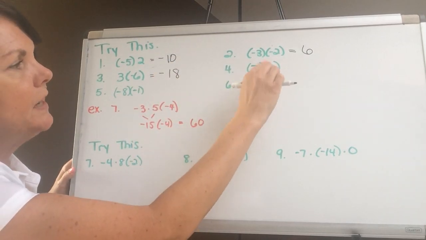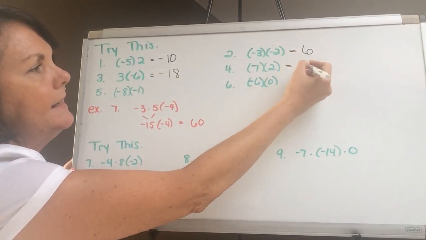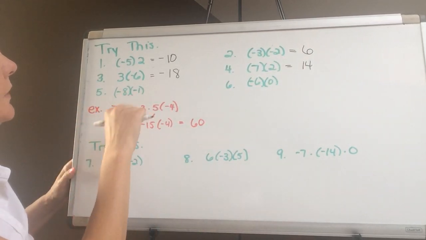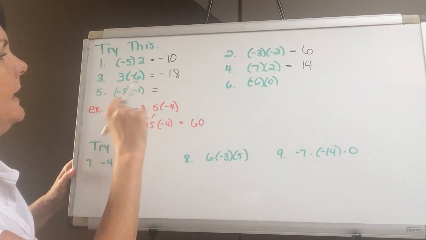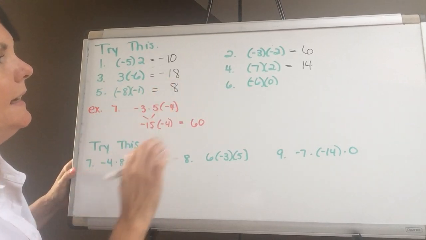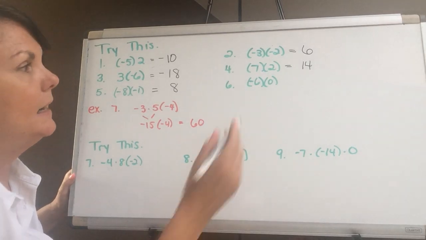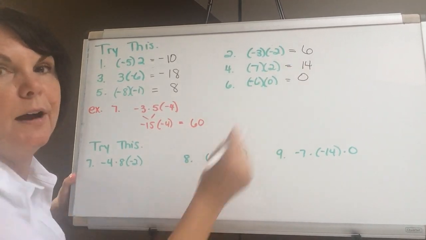Number 4, positive times a positive is a positive, and 7 times 2 is 14. Number 5, negative times negative is a positive, and 8 times 1 is 8. And number 6, a negative 6 times 0, anything times 0 is 0.